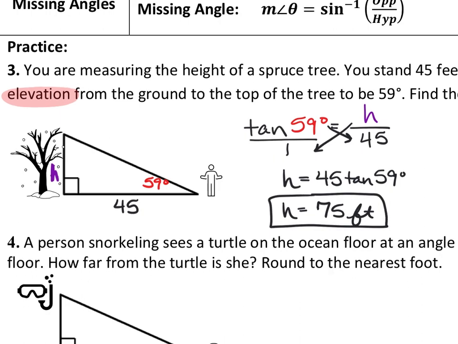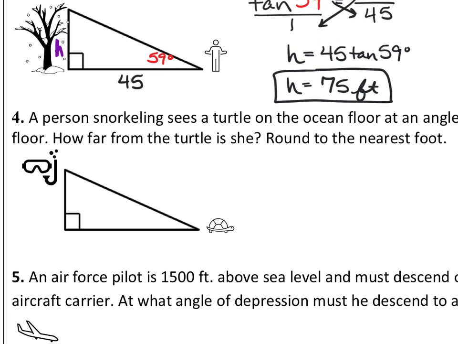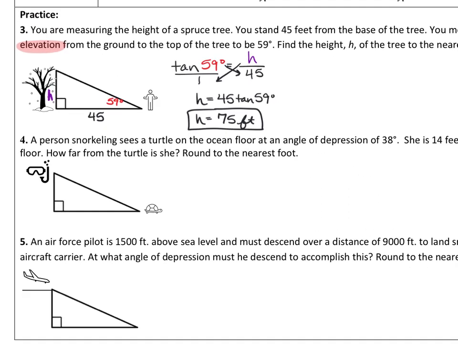Let's try another problem. Number 4 says a person is snorkeling and they see a turtle on the ocean floor at an angle of depression of 38 degrees. Interesting, angle of depression. She is 14 feet above the ocean floor. How far from the turtle is she? Okay, the first thing we're given here is the angle of depression being 38 degrees. Angle of depression means it's from the snorkeler looking down.